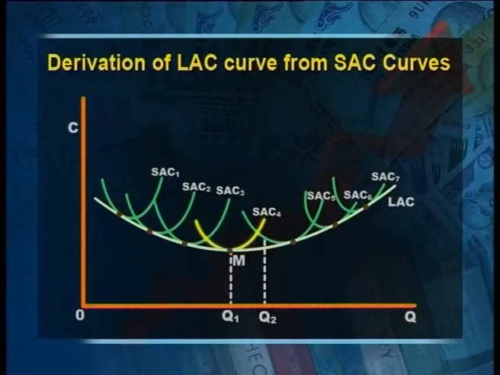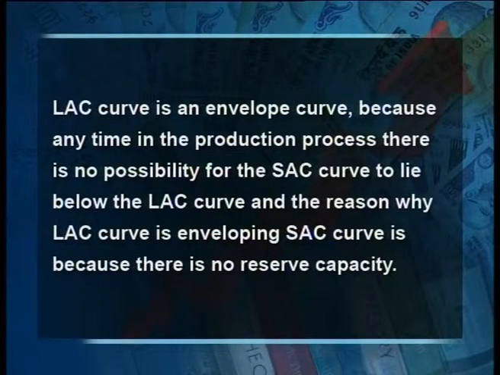Look at the graph, the point SAC4 is representing the optimum plant size. When you look at the turning up of the LAC curve, it implies that the cost of production is increasing because the firm or industry is experiencing decreasing returns to scale. So, in a nutshell, we should understand the LAC curve is an envelope curve because at any time in the production process, there is no possibility for the short-run average cost curve to lie below the LAC curve.